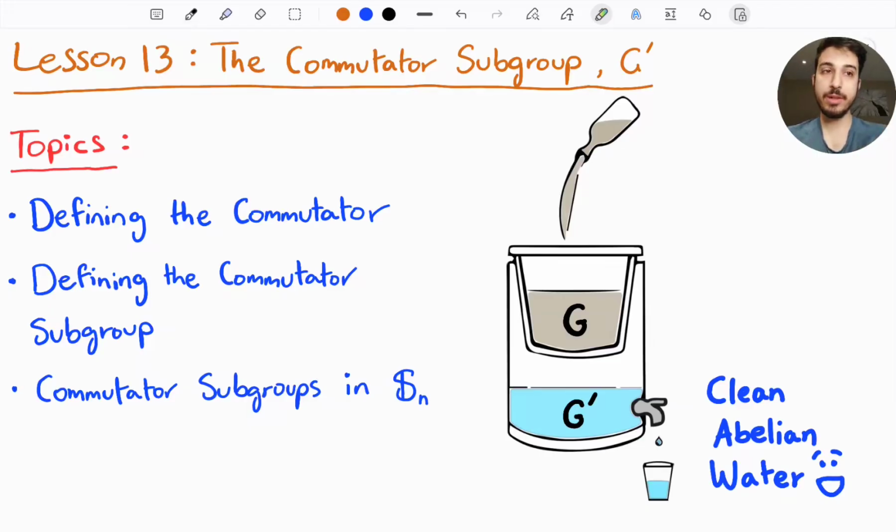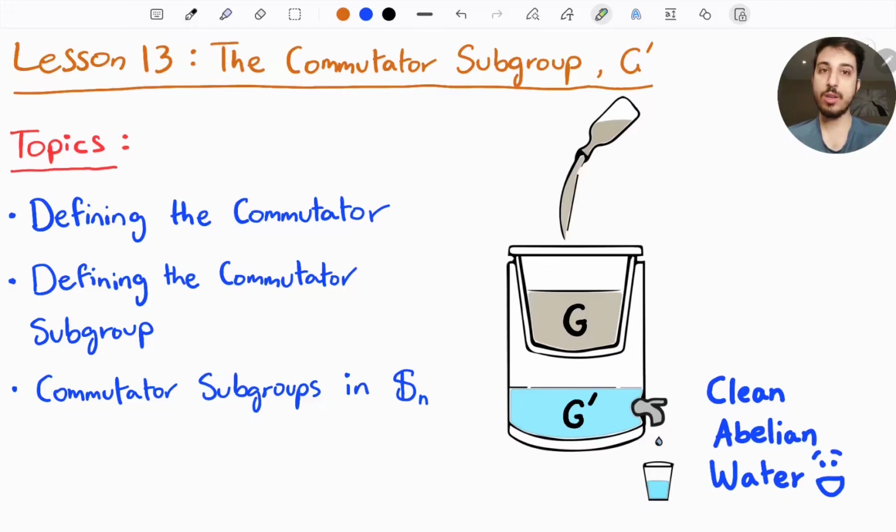And we can repeat this process with G prime to get an even more commutative group, which we call G double prime. Repeating this process over and over, we might eventually yield an abelian group. Or we might never end up with that group. In any case, this gives us a measure of how close G is to being an abelian group.